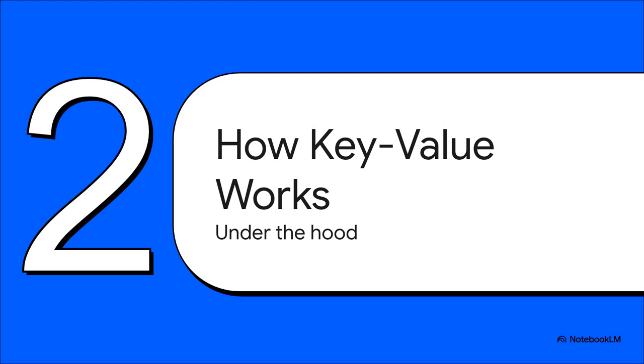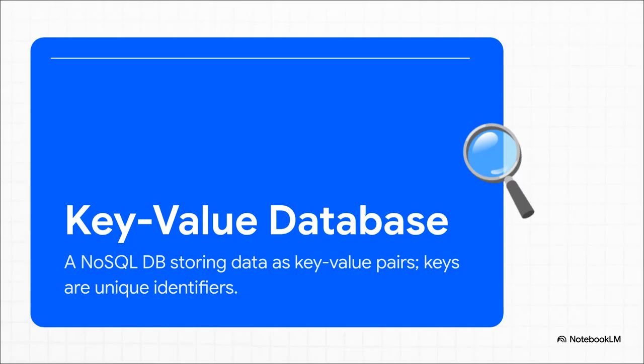Well, that brings us to Section 2, how key value works under the hood. A key-value database is actually the absolute simplest form of a NoSQL database. It stores data as key-value pairs, where each key is a unique identifier used to access its associated value. And honestly, that's literally it. The operations are incredibly simple. You just use get to retrieve data, put to insert or update it, and delete to remove it. No complex filters, no complicated joins, just pure, focused speed.